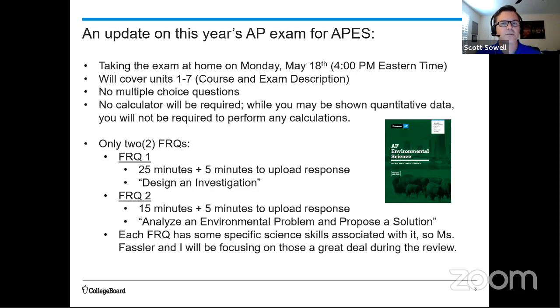Both of these FRQs, number 1 and number 2, focus on some specific skills. Ms. Fassler and I have been talking about these practices and skills over and over again. Well, now that we know which FRQs are being tested, we're going to narrow our focus to some of the specific skills associated with those 2 FRQs. It's not going to be a big difference than what we've been doing so far. We're just going to get a little bit more focused on which ones we talk about. So that is an update on the exam. And again, check with your instructor and check the College Board website for more details. I'll share more as we go along.